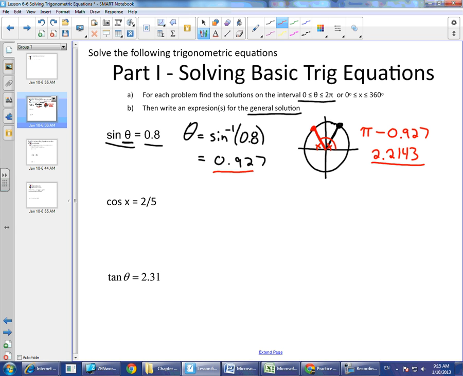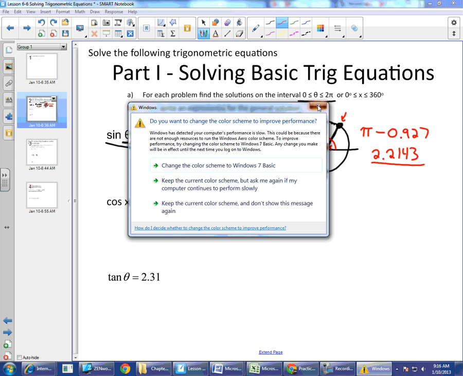Again, there are technically infinitely many solutions to this problem, because I can rotate around the unit circle as many times as I want, and if I keep rotating, I'm going to keep hitting these two points. So how can you get more solutions? The answer is to add on the period. If I wanted to find more solutions, I could just add 2 pi onto either one of these.